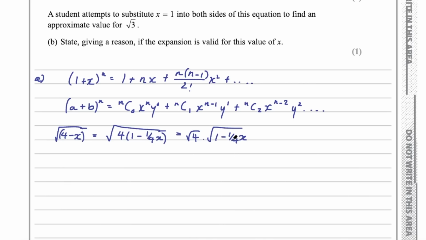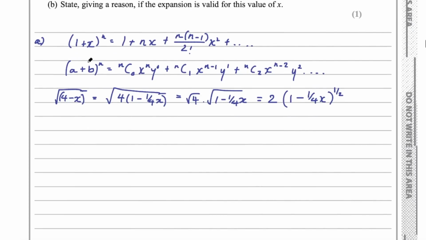So you can see that then I can write it in this form, 1 plus x to the n. So then this is going to be 2 multiplied by 1 minus a quarter x to the power of a half. Okay, so what I want to do is just evaluate this part of the expression, 1 minus a quarter x to the power half, and I can just ignore this 2 until the very end where I can add it back in to the expression.